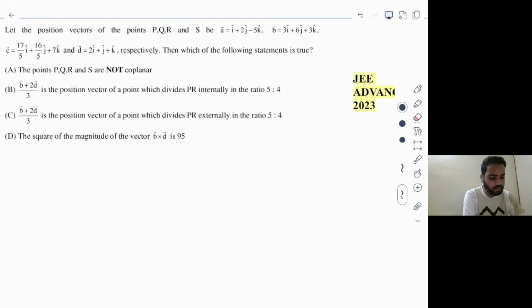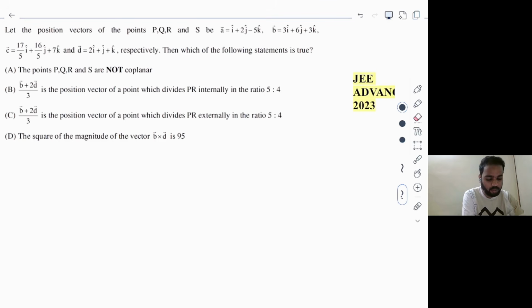Let's see the next question. This is a question from JEE Advanced 2023. And this is one of the questions which might be asked in the upcoming JEE Main session also, because these types of questions are frequently asked from vector algebra. Let's see the question. The position vectors of 4 points P, Q, R, S are given directly to you as A bar, B bar, C bar, and D bar. And which of the following statements is true?